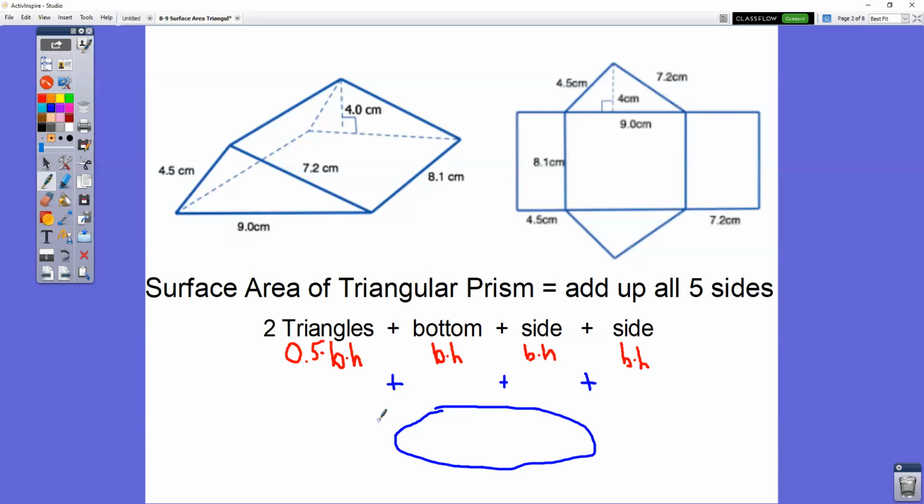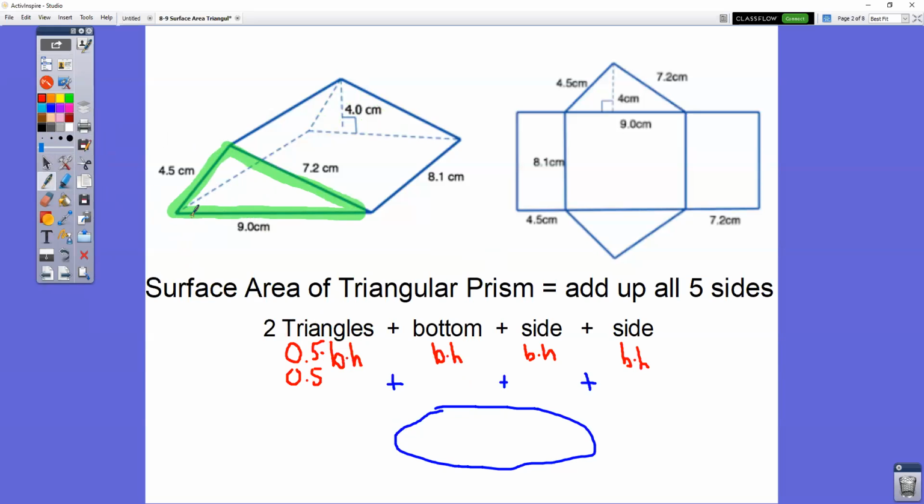So when we go to look at our picture here, I'm going to find the triangles first. So you automatically have 0.5. Now the base of the triangle and the height of the triangle. The base of the triangle is the bottom of the triangle. We can look at either of the 2 triangles because remember that they're both the same. The base is the bottom of the triangle.